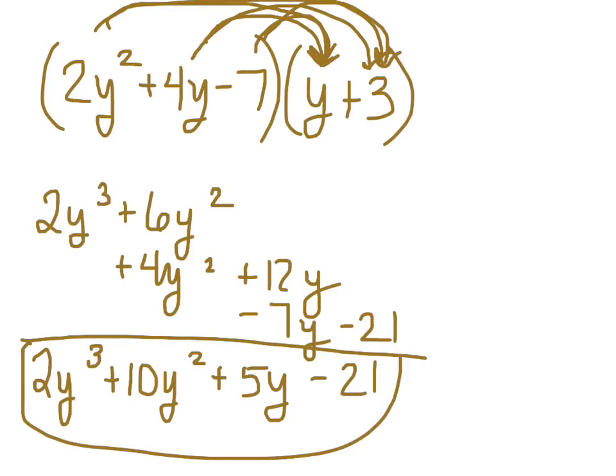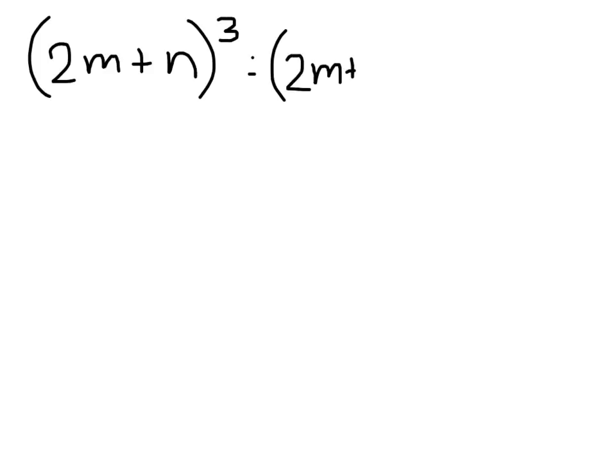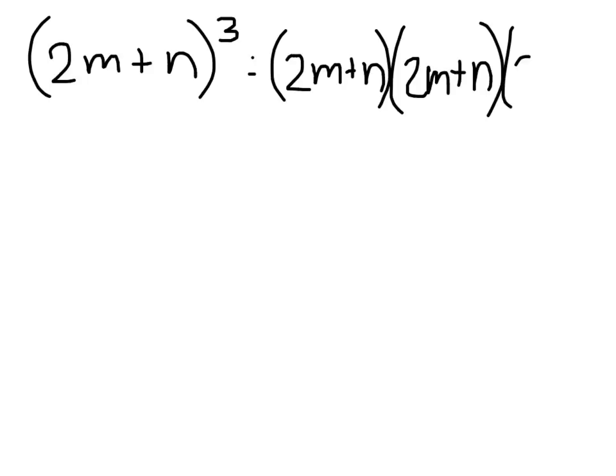On the next one, I think it had, if I remember right, 2m plus n to the third power. What do you do when it's to the third power? Spread it all out. 2m plus n, 2m plus n, 2m plus n. Now what? You FOIL the first two. A lot of people try to do it all at the same time. They try to think that it goes faster, but it's wrong. So go two at a time.